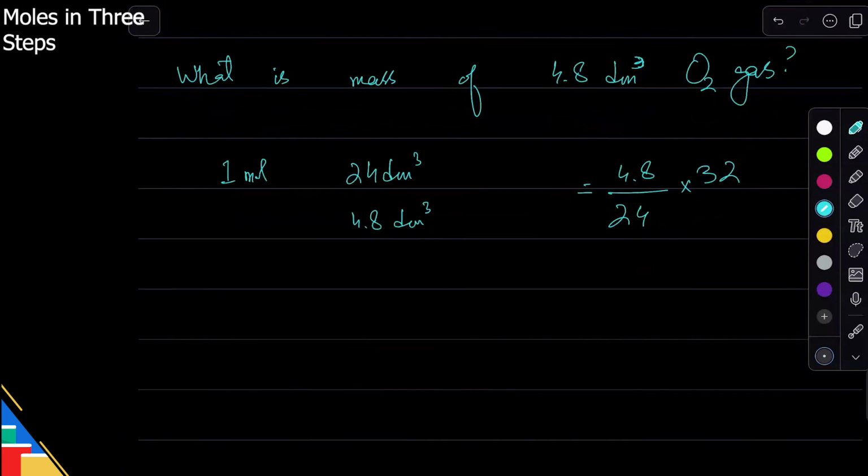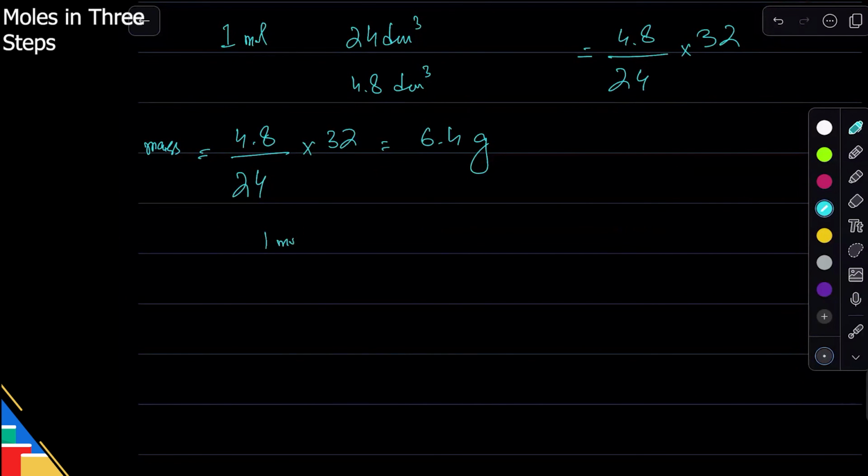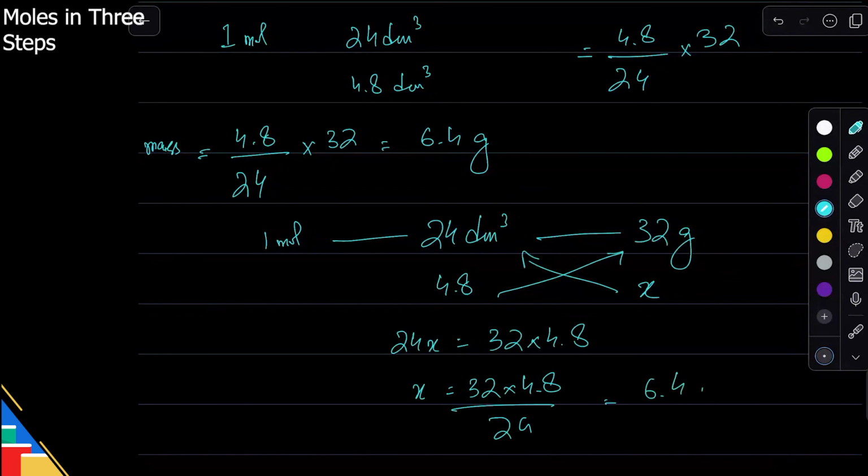If you use conversion factor, so as Vikram said, it's going to be 4.8 divided by 24 to convert it to moles, and then multiply by 32, the MR, to find the mass. So mass is simply going to be 6.4 grams. But if you use ratio method, same thing. 1 mole, you put the standard volume, so 24 dm cube, and that is equal to MR, which is 32 grams. So for 4.8, you'll get X. Cross multiply. So 24x is equal to 32 times 4.8. X is going to be 32 times 4.8 over 24. And that will also give you 6.4 grams.